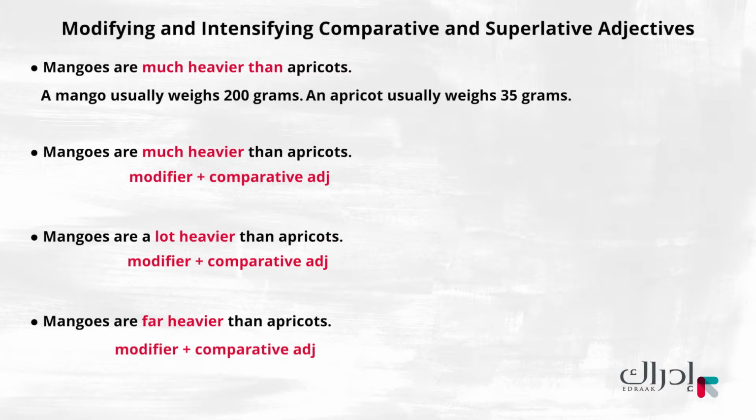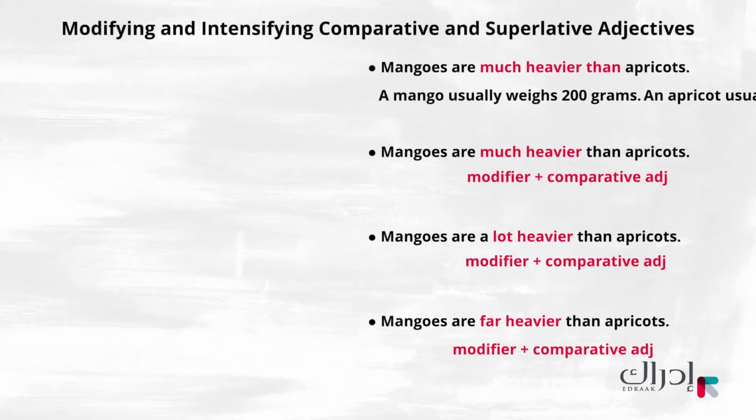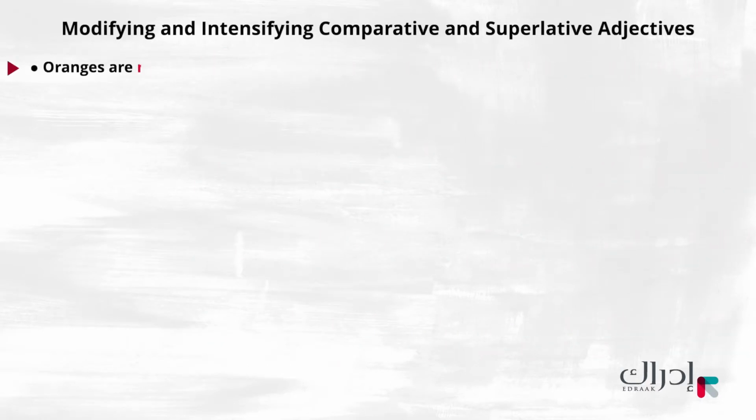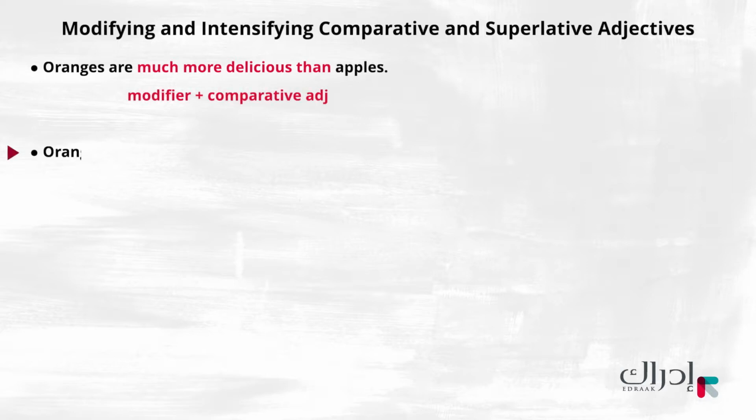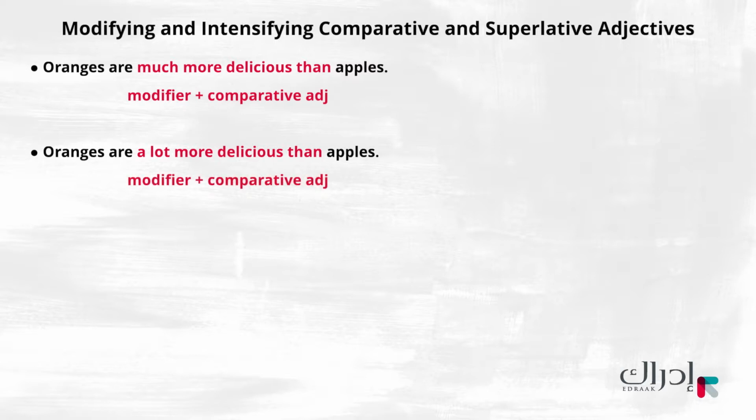For comparative forms with "more," we can use the same modifiers. So, we use the same modifiers to intensify both comparative adjective forms. For example, in my opinion, oranges are much more delicious than apples. Oranges are a lot more delicious than apples. Oranges are far more delicious than apples.